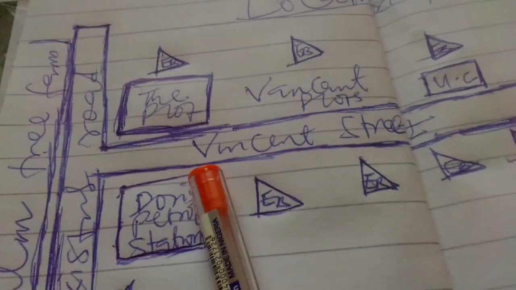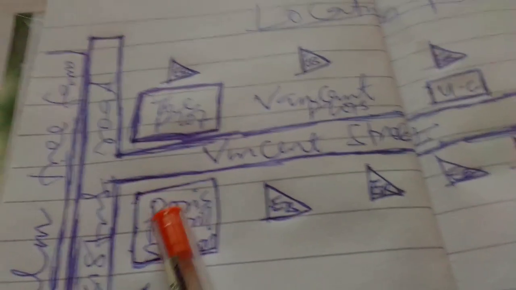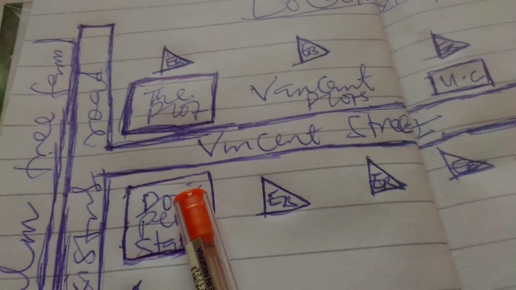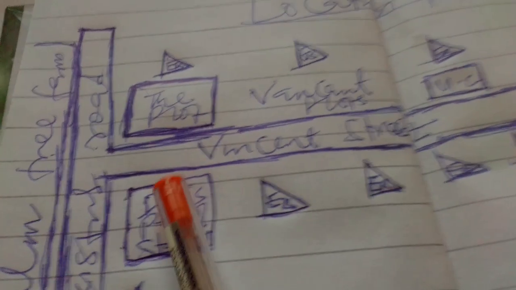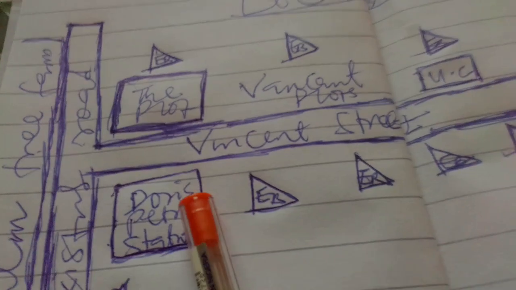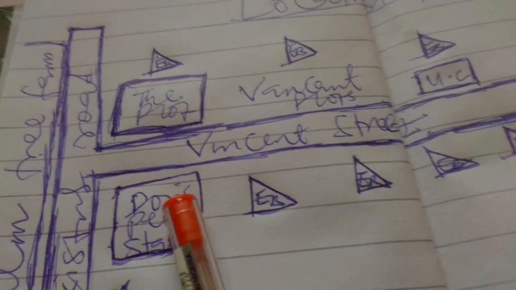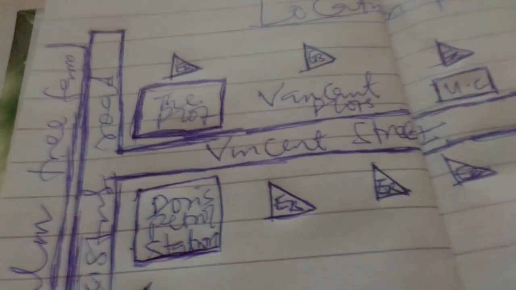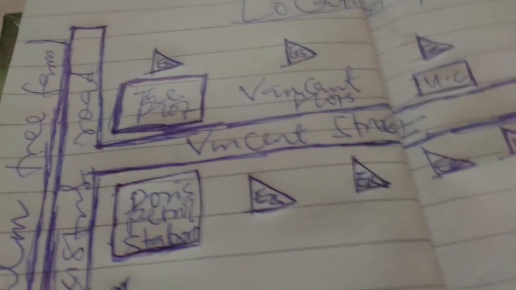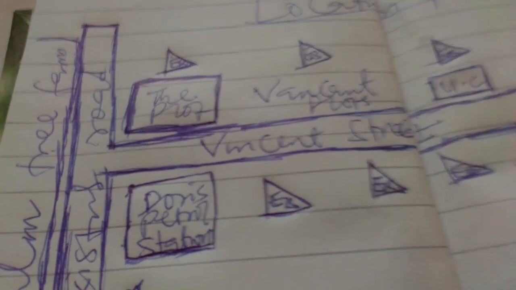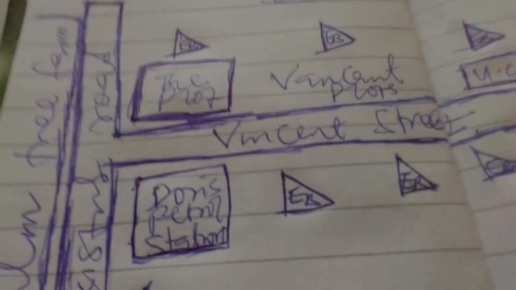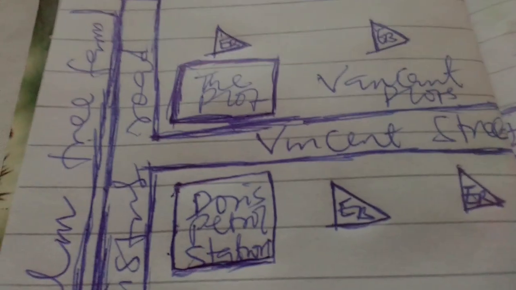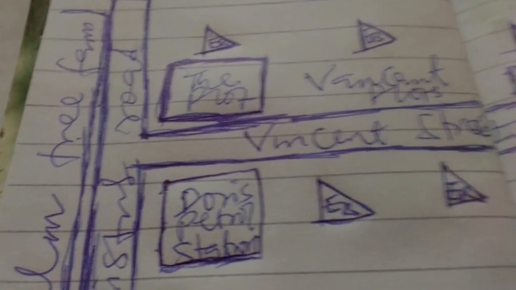Then here, this very place has a petrol station. So whatever you have opposite your plot, you indicate it. Sometimes you might have an existing building there. If it's an existing building, indicate it as EB.